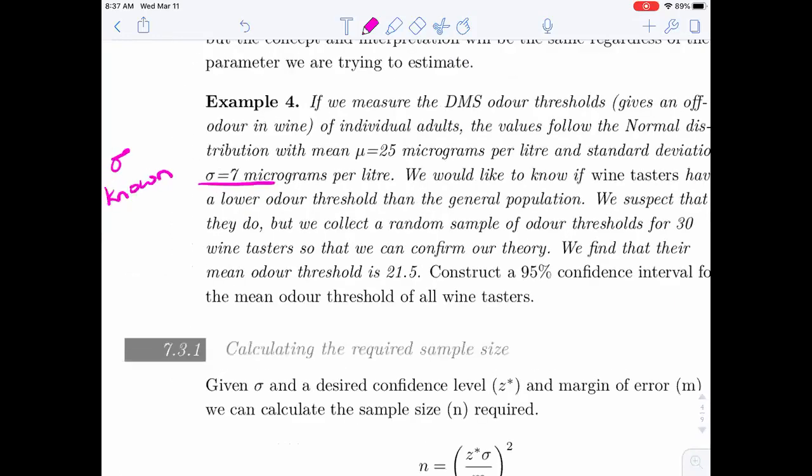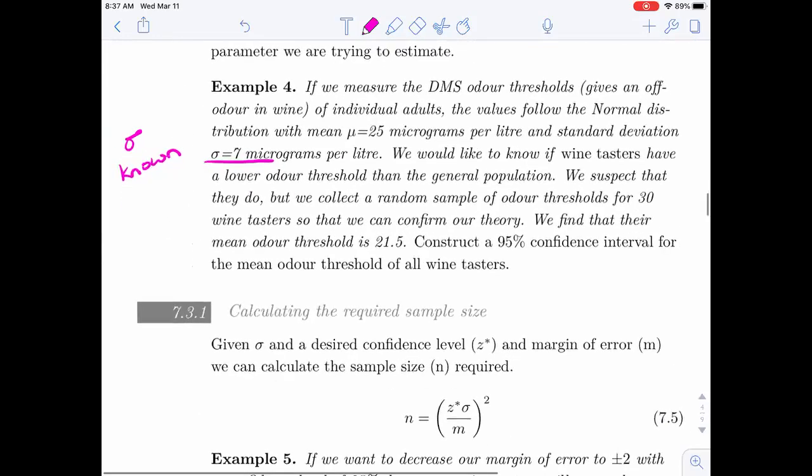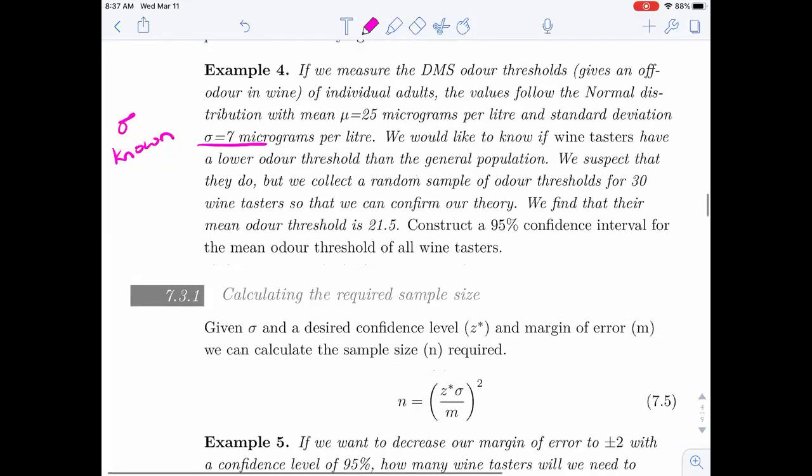This is probably one of the biggest issues that people have. How do I know if sigma is known or not? I have a standard deviation. You'll always have a standard deviation. The question is, did it come from the population? Are we pretending to know the population standard deviation? Or is it something that we were just using from the sample? Keep that in mind as we keep going.